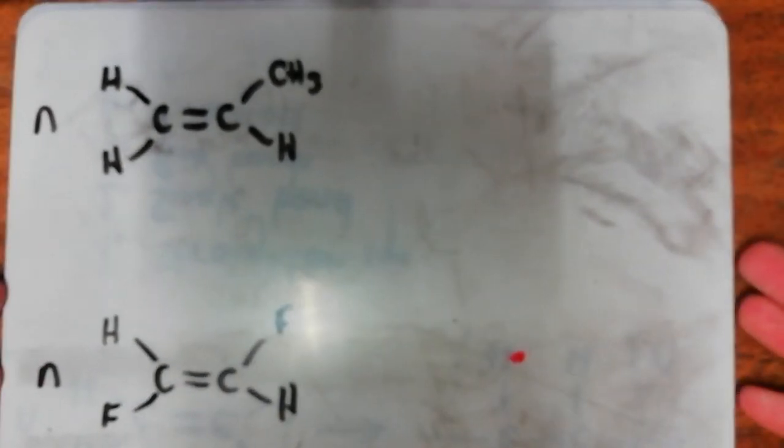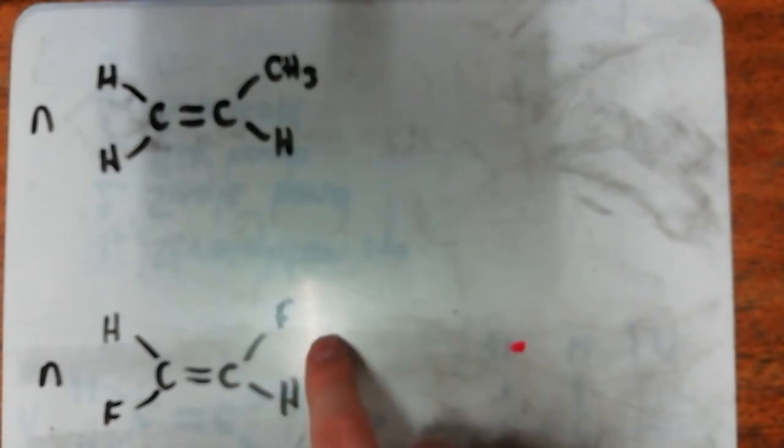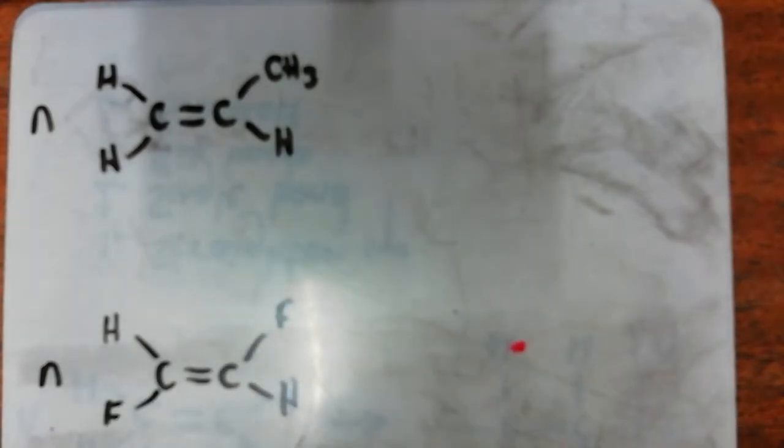Sorry, it's not quite getting particularly focused there. You should just be able to read it. That is a CH3 group, the rest of my hydrogens, and here we've got 2 fluorines and the rest of my hydrogens. So pause the video here, have a go at drawing the polymers for me.